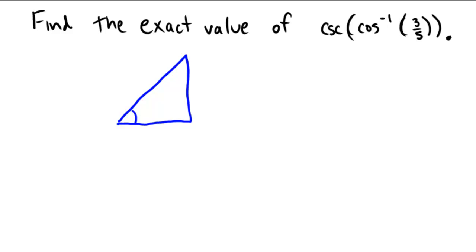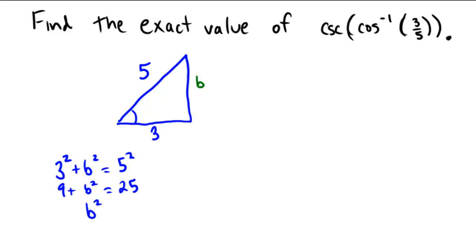Cosine is the ratio of the adjacent side to the hypotenuse. So adjacent side is going to be 3. Hypotenuse is going to be 5. And that means we should be able to figure out what that third side is. The third side is going to be found by the Pythagorean theorem, or by memorization. This one's a common one, but let's do it for fun. 3 squared plus b squared is equal to 5 squared, which would mean that 9 plus b squared is equal to 25, which would mean that b squared is equal to 16, and therefore b is equal to 4. So we end up getting this other side being b equals 4.